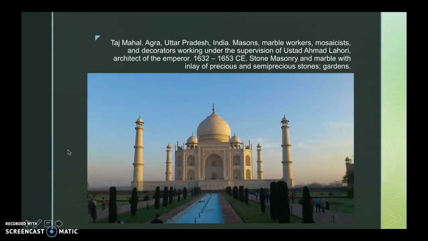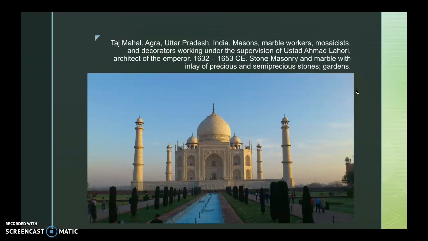All right, so now we're going to move on from Mughal painting to some Mughal architecture. You are surely very, very familiar with the Taj Mahal, probably one of the most, if not the most, famous buildings in all the world. So here it is, located in the city of Agra, in the state of Uttar Pradesh, in the country of India. The architect here is Ustad Ahmed Lahori, who was the architect of the Emperor Shah Jahan.